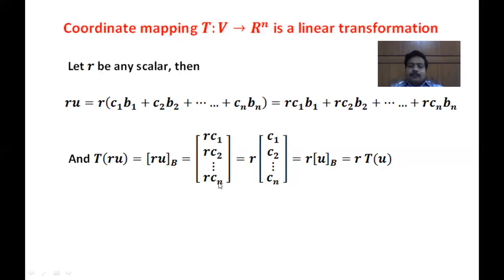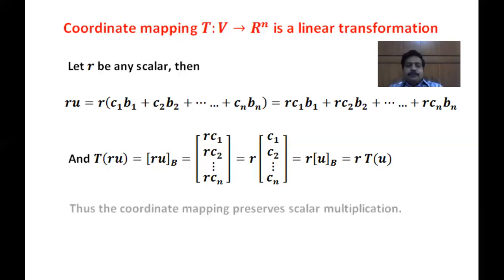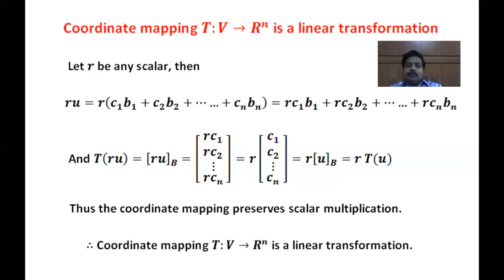Now it is a column matrix. You can take r as common, so that can be written as r times c1, c2 and so on cn. This is equal to r times uB, the B coordinate vector of u, and r times uB is T of u as per our definition. So r times T of u. Now we proved that T of ru is equal to r times T of u, where r is any scalar. So we can say that the coordinate mapping preserves scalar multiplication. As both the conditions of a linear transformation are satisfied, therefore the coordinate mapping T from V to Rn is a linear transformation.